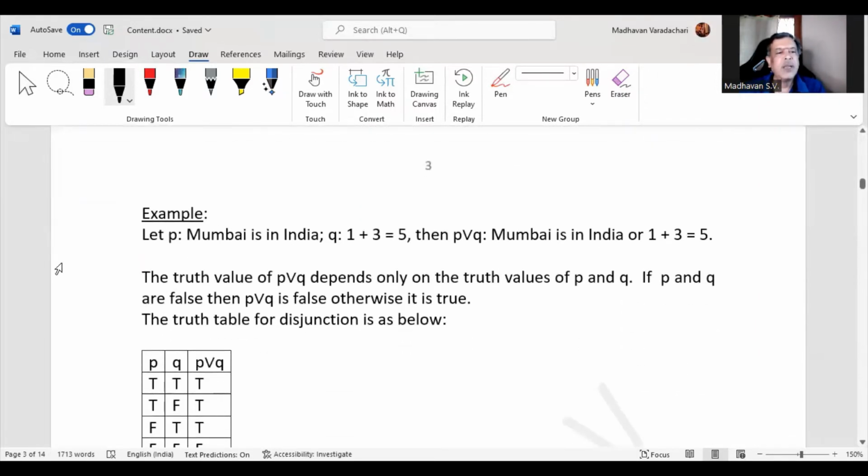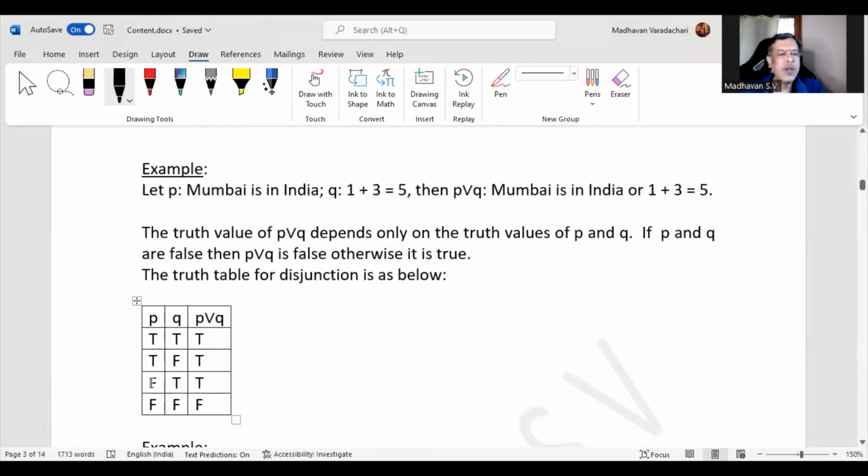An example, let P be a statement which says Mumbai is in India and Q be a statement which says 1 plus 3 equal to 5. Then P or Q, you can write it as Mumbai is in India or 1 plus 3 equal to 5. The truth value of P or Q depends only on the truth values of P and Q. If P and Q are false, then P or Q is false. Otherwise, it is true. Even if only one of them is true, we have to write it as true only. So the truth table for disjunction is as below.